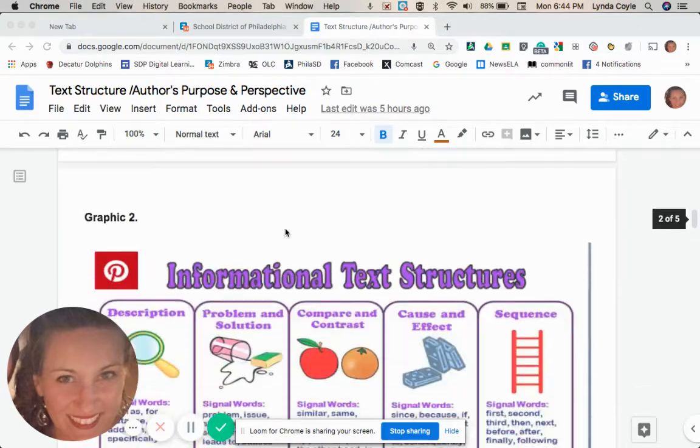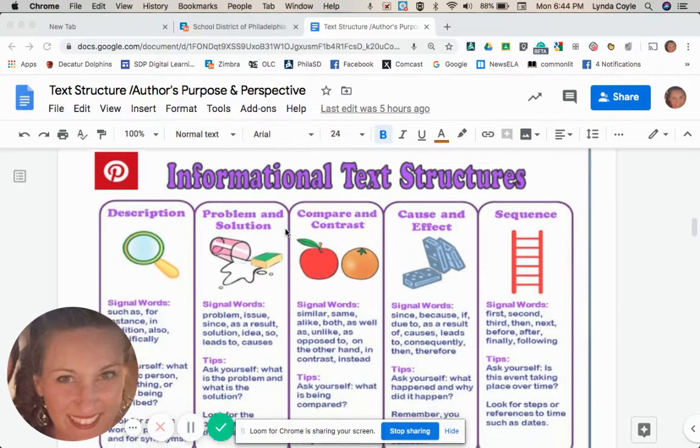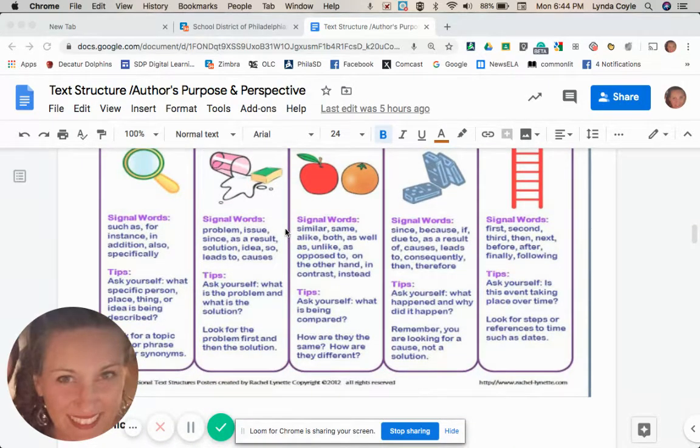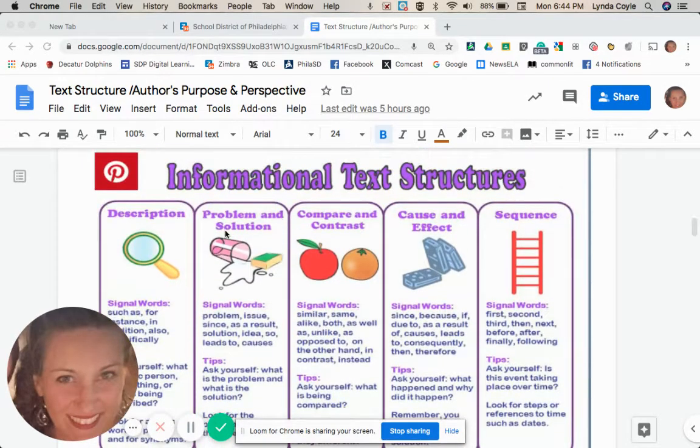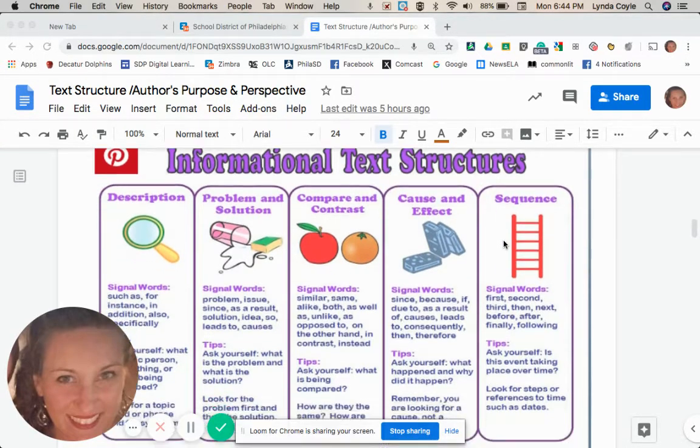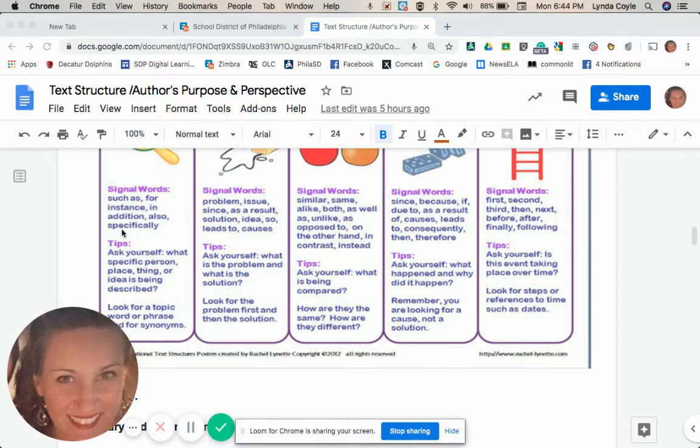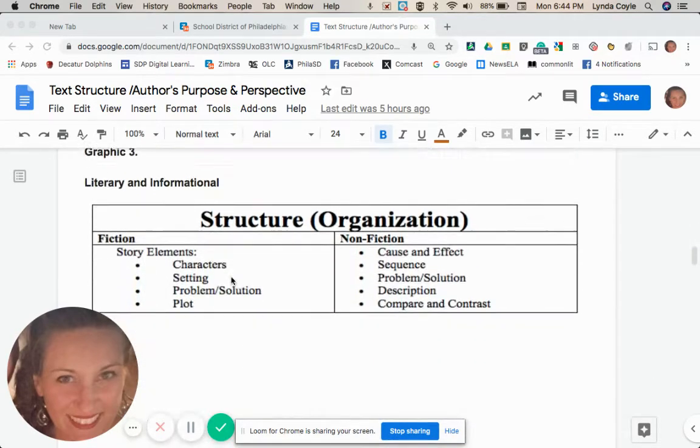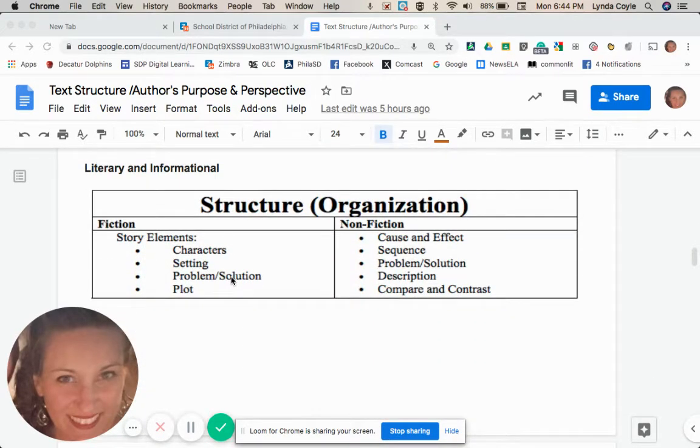Okay. Here's another one, graphic 2. It gives you some of the signal words for each one: description, problem and solution, compare and contrast, cause and effect, and sequence. So each one has tips on things you can ask yourself. Graphic 3, literary and informational.